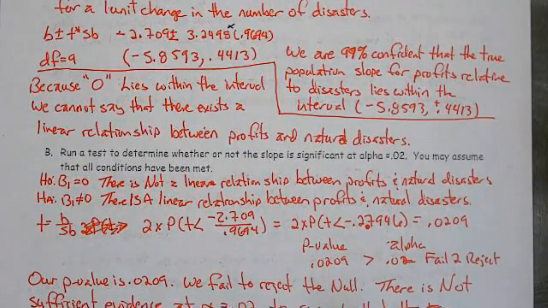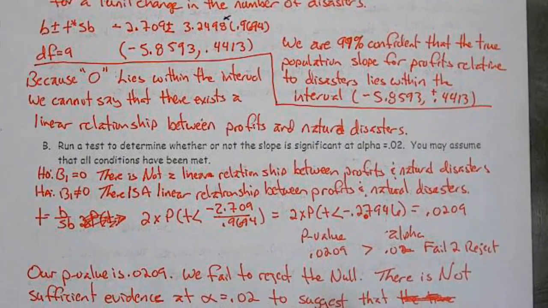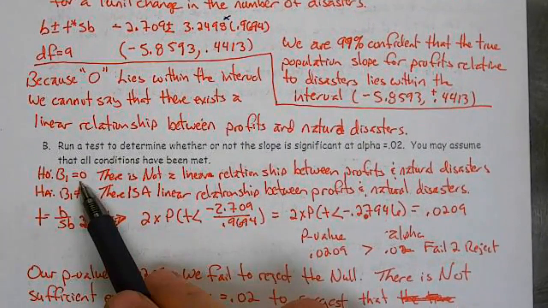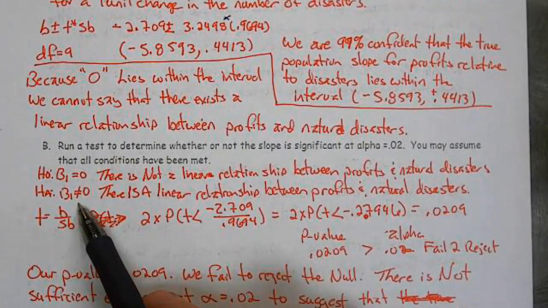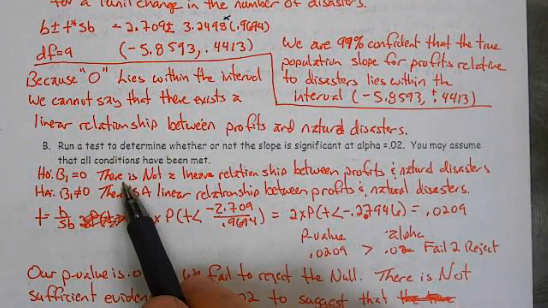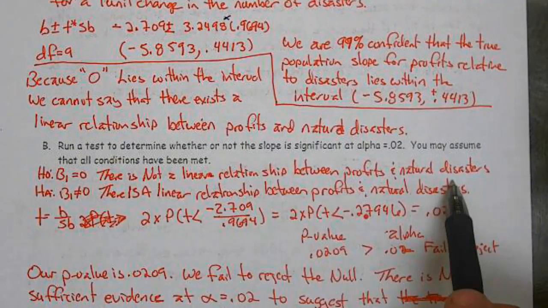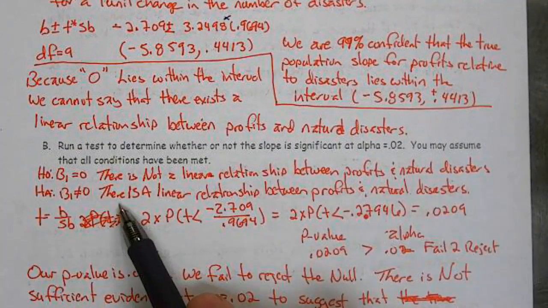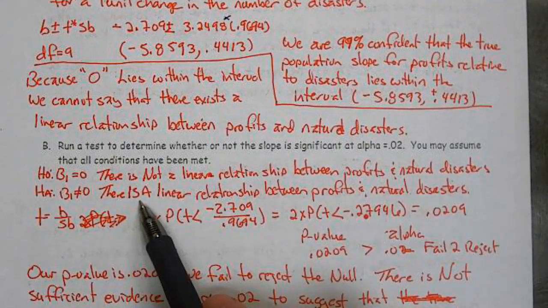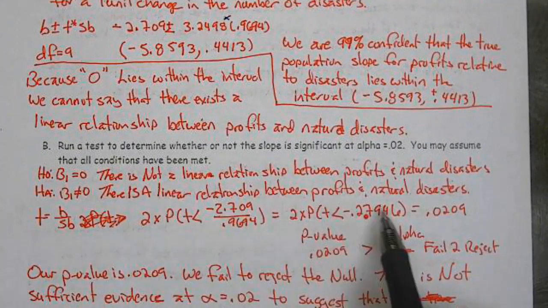Finally, we need to run a hypothesis test. So in this case, beta 1 equals 0, and the alternative beta 1 does not equal 0. Beta 1 equals 0: there is not a linear relationship between profits and natural disasters. Beta 1 does not equal 0: there is a linear relationship between profits and natural disasters.